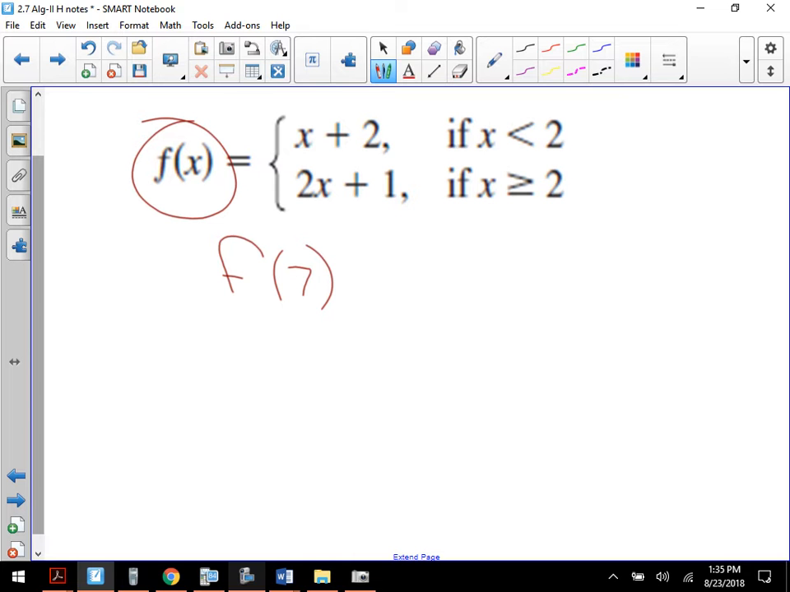What's f of 7? What is that 7? What is it telling you to do with that 7? Remember what that meant? Replace it with x. Good. That means wherever I see an x, I'm going to replace it with a 7. But I have to make a decision.